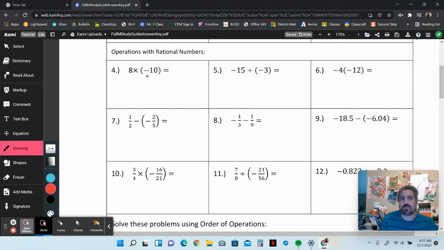When you're multiplying a positive times a negative, you guys remember when the sign's different, the answer is going to be negative. So positive times negative is going to be a negative. Always reserve your sign first. And then what's 8 times 10? It's 80. So this is going to be negative 80.